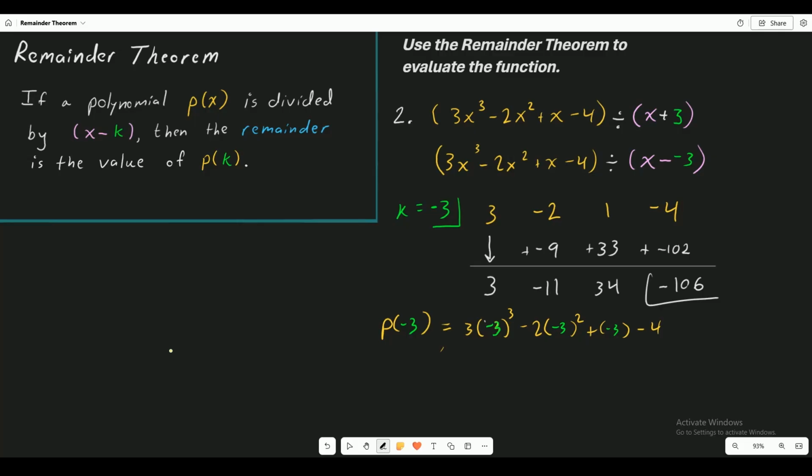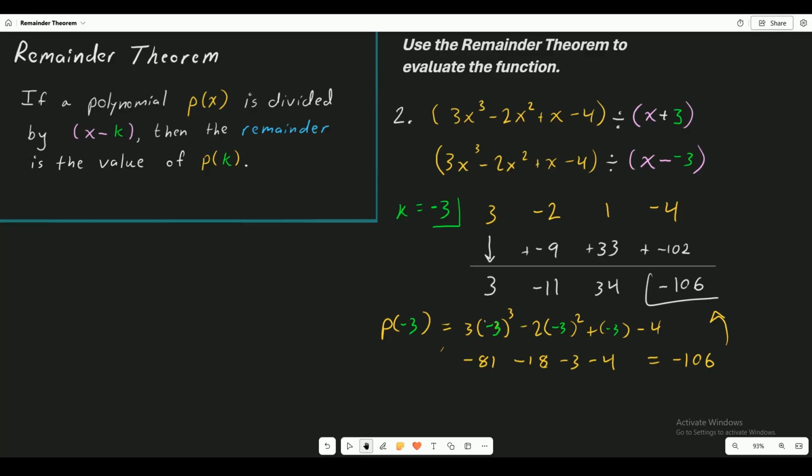is negative 27. Negative 27 times 3 is negative 81. And then minus 2 times negative 3 squared is negative 18. Minus 3, minus 4. So negative 81 minus 18 minus 3 minus 4 gives me negative 106. There we have it. We're golden.